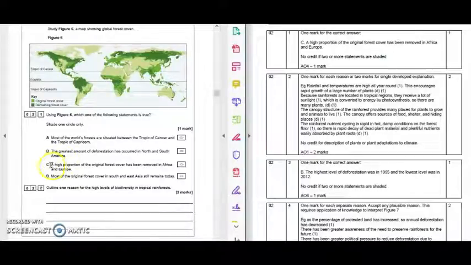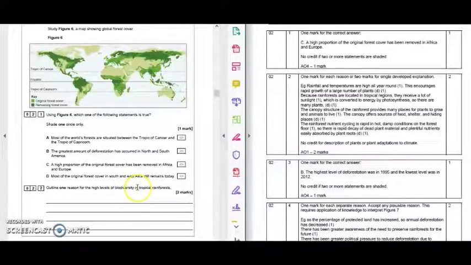So the correct answer is C. A high proportion of the original forest cover has been removed in Africa and Europe. Because as we can see, here is Africa. There is very little remaining forest left, the dark green, and again in Europe, very little dark green left. So the answer is C.